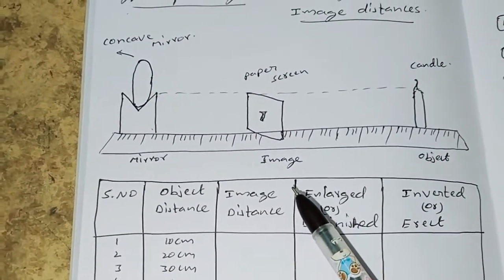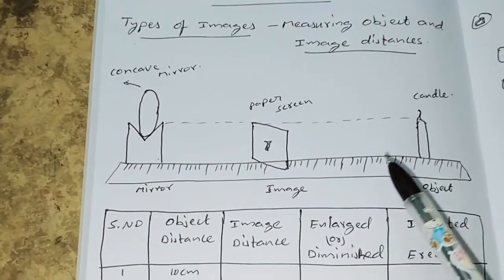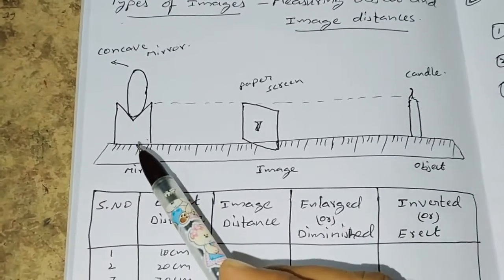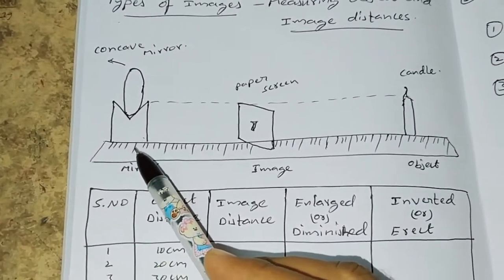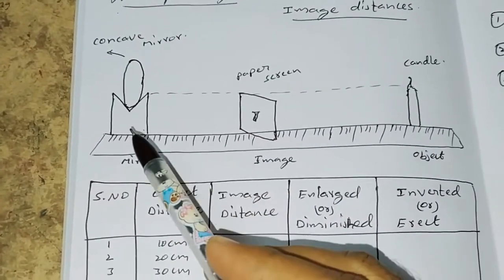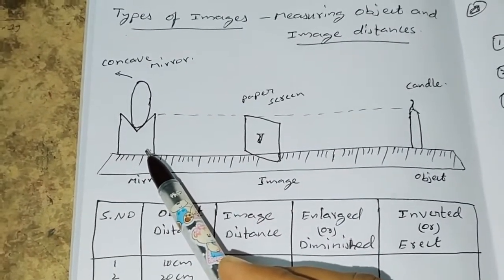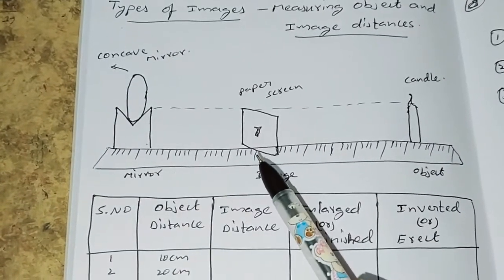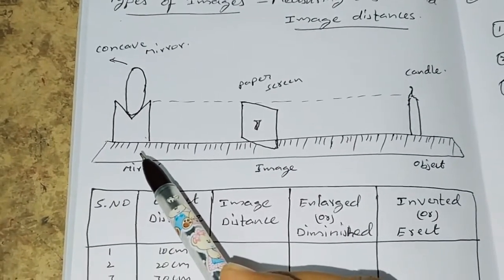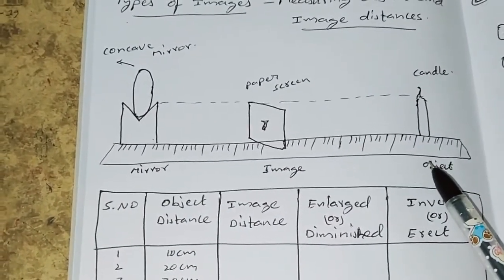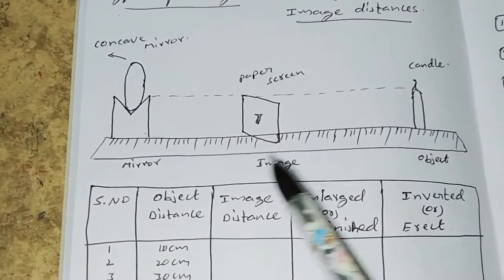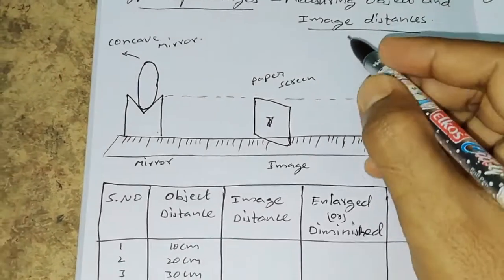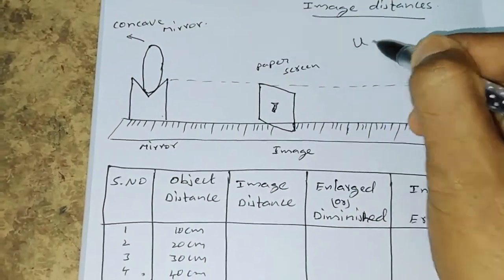Next, how can we do this lab activity? First, you keep a candle at a distance of 10 centimeters from the mirror. This is called the object distance. What is meant by object distance and image distance? First we have to know these two. Object distance means the distance from the mirror to the object. Mirror to object is called object distance, and object distance is denoted by the letter U.